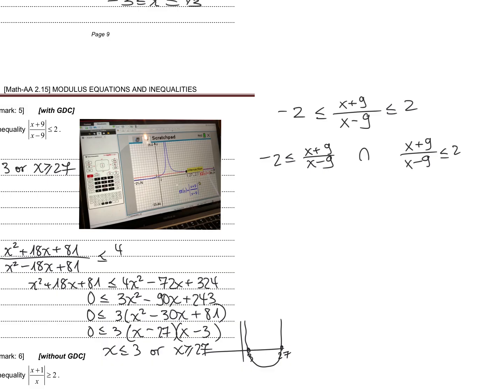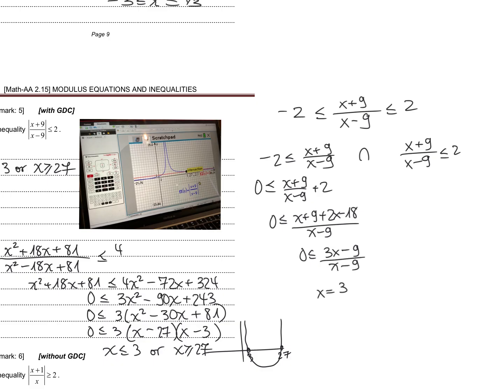Okay, so we have rational, so we need to get this equal to 0, or 0 on one side, so we're going to add 2. So x plus 9 over x minus 9 plus 2, which is going to be x plus 9 plus 2x minus 18 when we get the same denominator. So we're going to have 3x minus 9 over x minus 9. So our zeros here are 3 and 9. And on a number line, it can't be 9 because that's the denominator, and it can be 3.